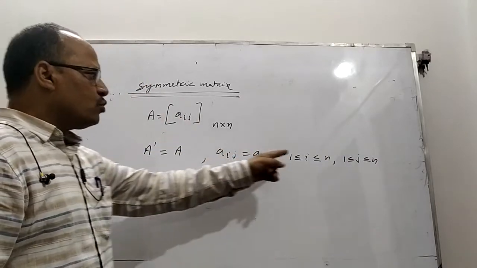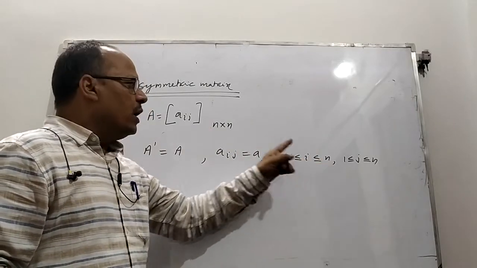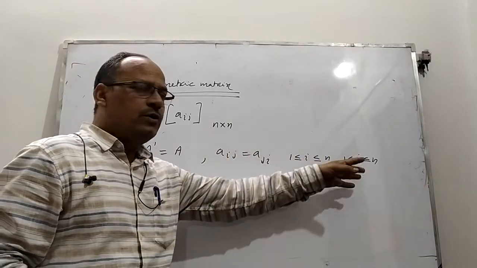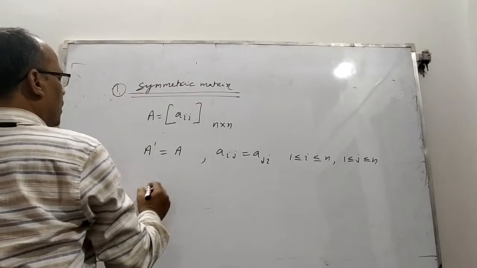If it is third order, it will be maximum 3. If it is second order, it will be 2. If it is fourth order, it will be 4. This is clear? This is for the symmetric.